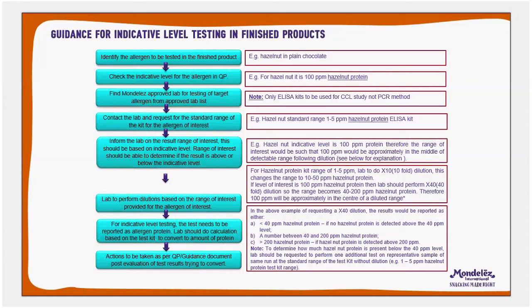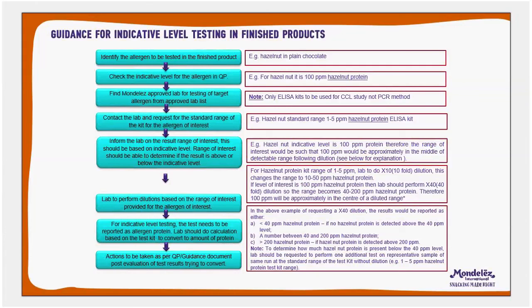So for example, for hazelnut protein, if the range is 1 to 5, if the laboratory did a 10-fold dilution, then this changes the range from 1 to 5 to 10 to 50. But here we're interested in an indicative level of 100. So we're going to ask the laboratory to perform a 40-fold dilution. And this will extend the standard range to 40 to 200. And we know that 100 is more or less in the middle of this diluted range. This is a piece of work that we expect the laboratory to help us with.